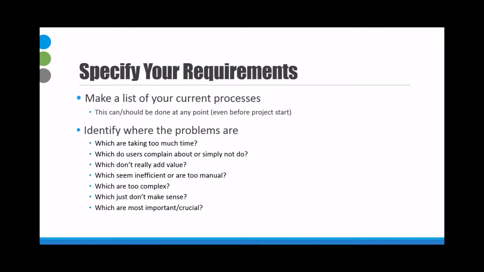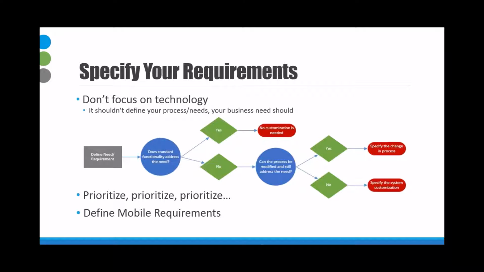The questions to ask yourself are: which processes are taking too much time? Which do users complain about or simply just don't do? Which really don't add value or are perceived to not add value? Which seem inefficient or are way too manual, take too much time? Which are too complex? Which processes just don't make sense? And which ones are the most important and crucial? So certainly some things to stimulate thought around that. So in the next slide, let's say once you have your processes down and have identified the ones that you're really going to focus on and try to build into the system, kind of make better, have the system help automate those processes. You still at this point don't want to focus too much on the technology.